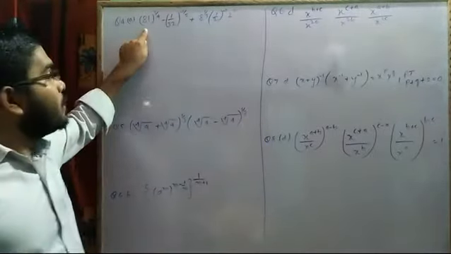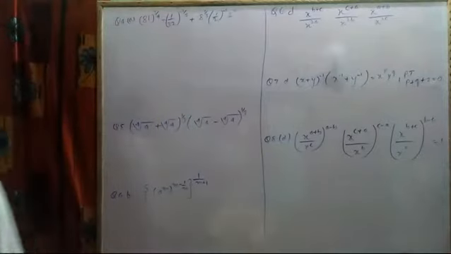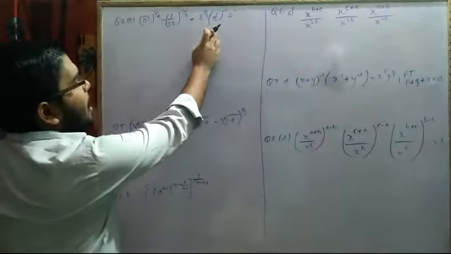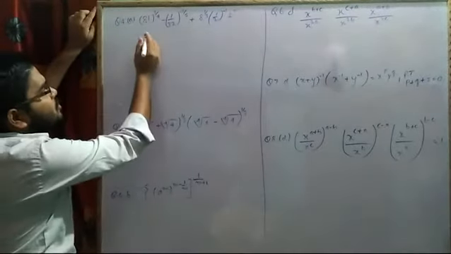Here it is given: 81 raised to the power 3 by 4 minus 1 by 32 raised to the power minus 2 by 5 plus 8 raised to the power 1 by 3, half raised to the power minus 1, 2 raised to the power 0. So it is very simple.